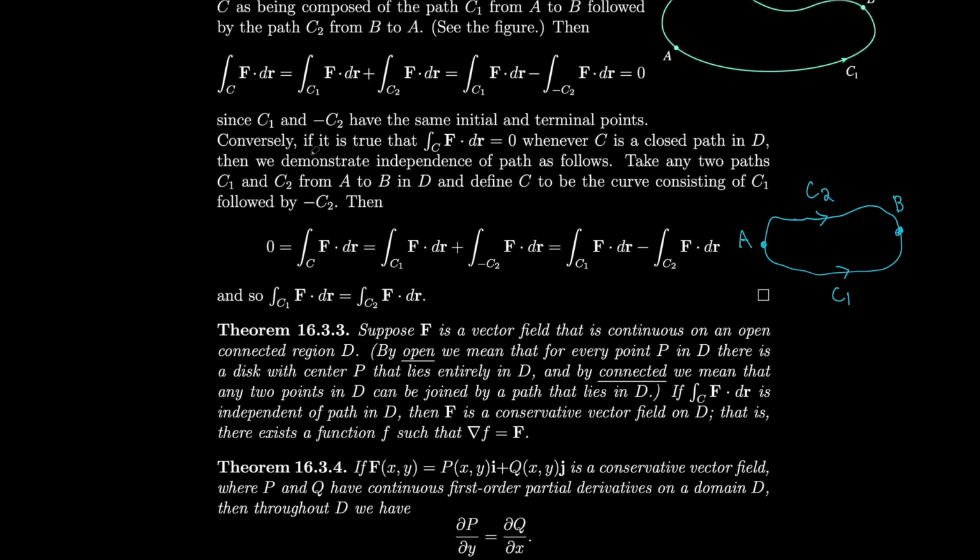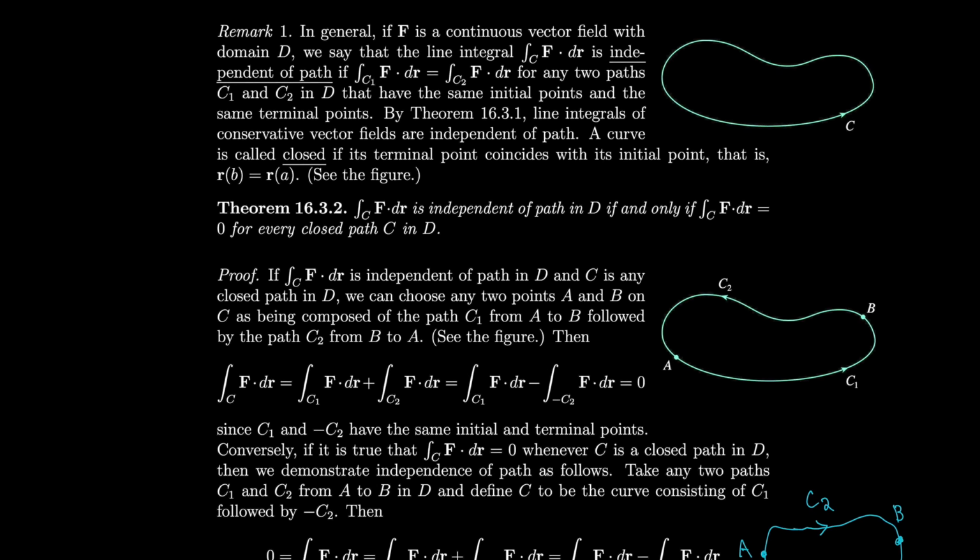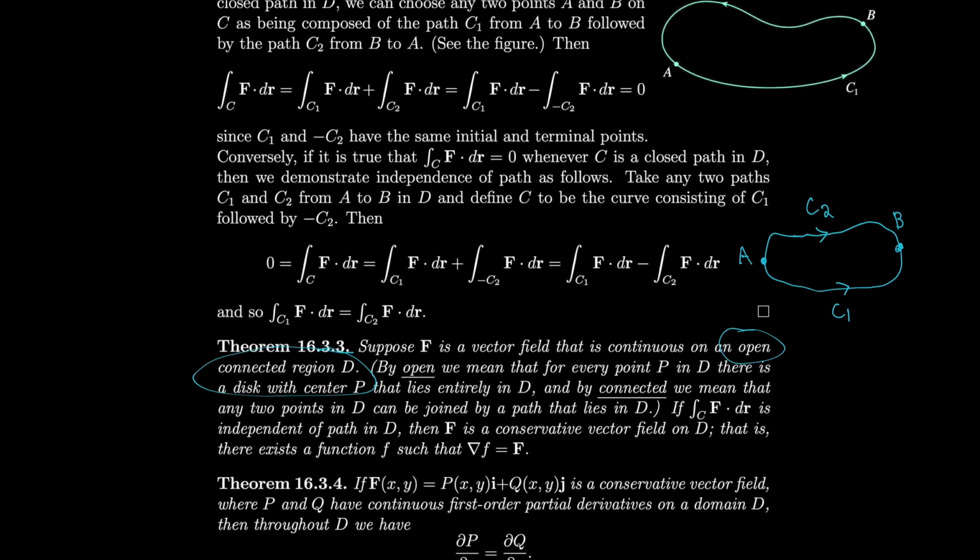That's why we had to talk about our open and connected region over here. We didn't need that in the other direction to say that if we have a conservative vector field, we're independent of path, but we do need it if we want to go from independent of path to conservative vector field. So it's a little bit harder to go in the reverse direction.